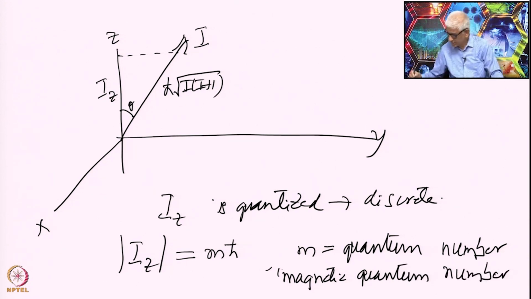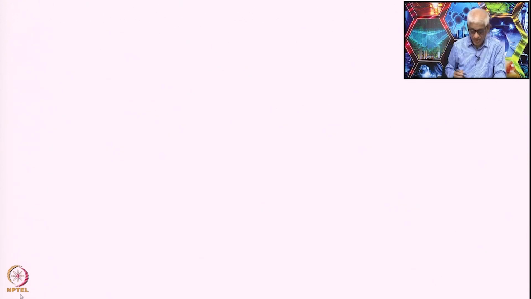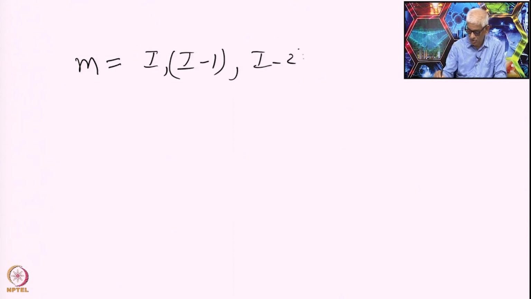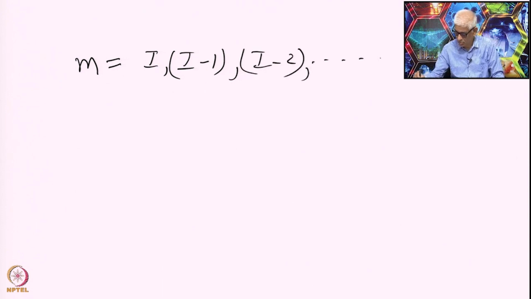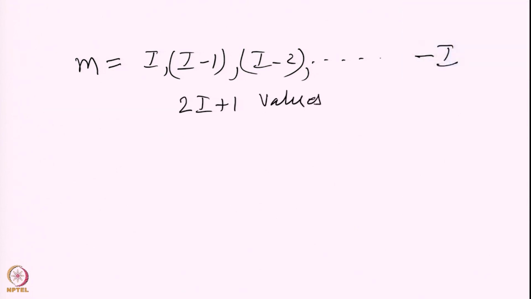And what values can it take? It can take a certain number of values. It can take values m equal to I, I minus 1, I minus 2, and so on up to minus I. That means it can take 2I plus 1 values. So in other words, if we have a nucleus which has a spin of I in the ground state, nuclear spin I, it can have 2I plus 1 orientations in space.